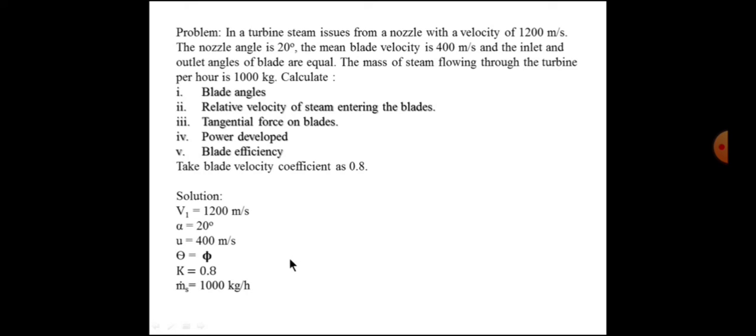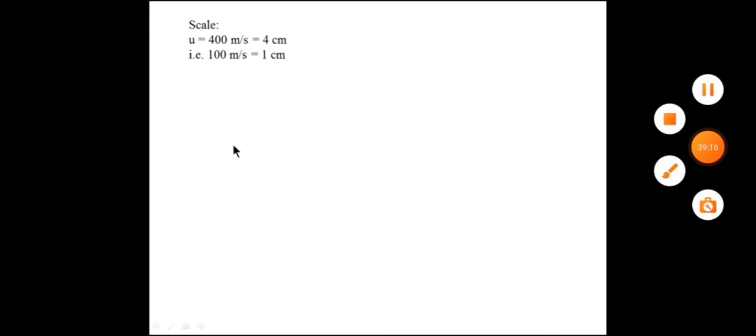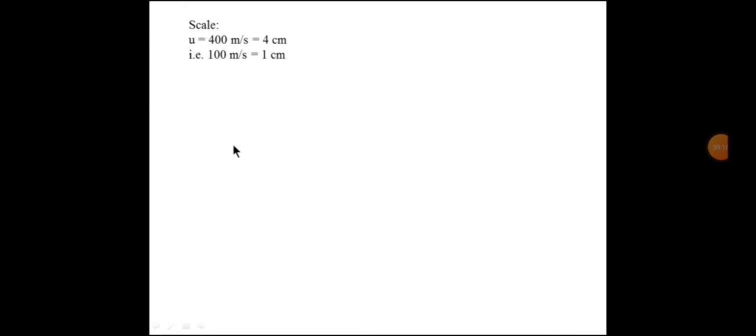Now for solving this type of problem, or the problems of steam turbine, we need to draw the combined inlet and outlet velocity triangle diagram for convenience in solving. First of all we need to assume a scale, in such a way that the whole diagram will be drawn as per the scale, and then the required values will be converted according to the assumed scale. So U is equal to 400 meter per second. This is given in the question.